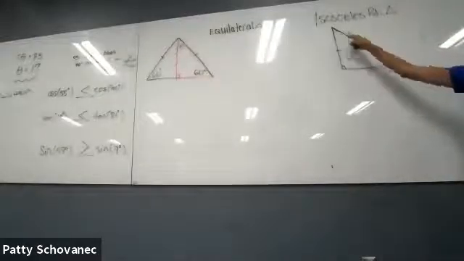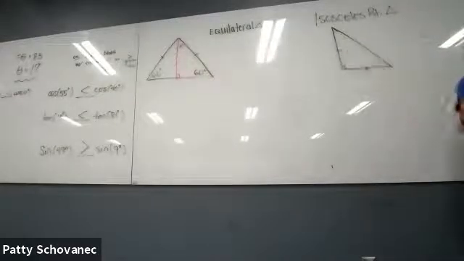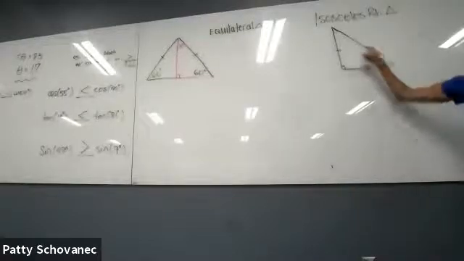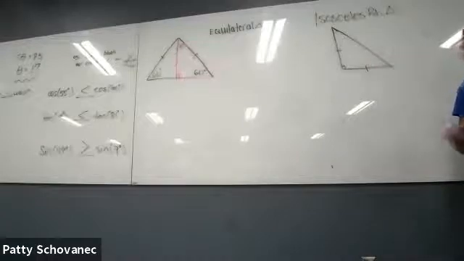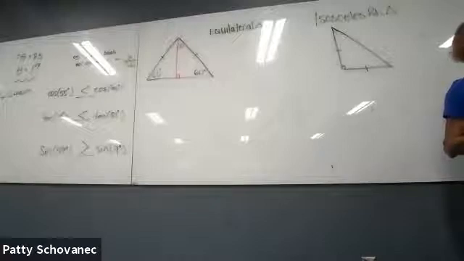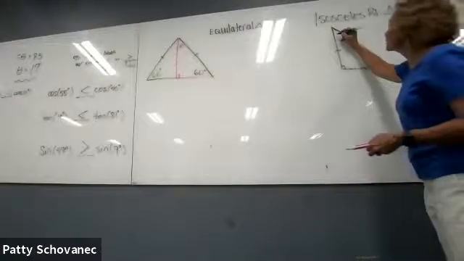Angles opposite congruent sides are themselves congruent. Here's 90 degrees of the 180 degrees. That leaves these two angles to add to 90 degrees, and they're congruent. So what's the measure of each of the angles in an isosceles right triangle? 45 degrees.